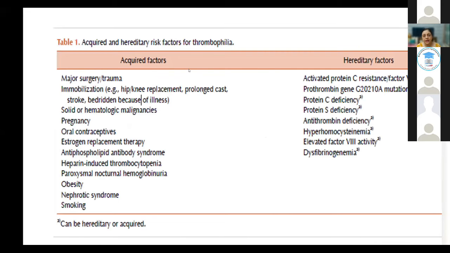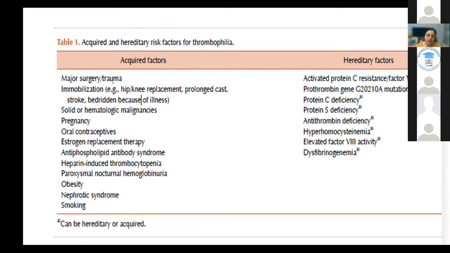Then there are acquired factors. When we talk about thrombophilia, it is a tendency, and there are causes, but more than the causes, it is the risk factors which we need to know, and acquired factors which increase the risk of thrombophilia are very important, because despite the patient carrying the mutation which is thrombophilic in nature, the presence or absence of acquired risk factors really changes the outcome of that patient and the clinical manifestation.